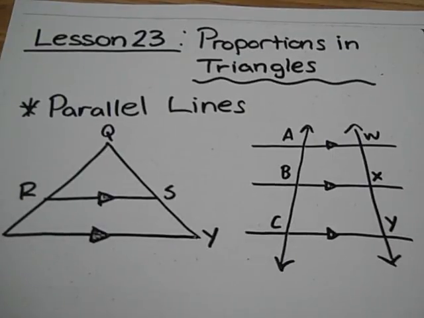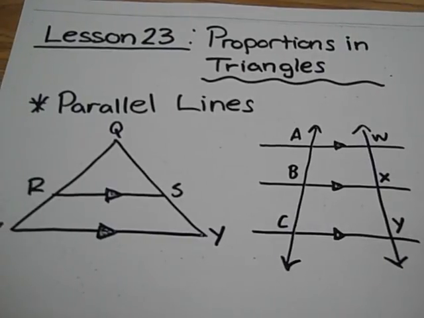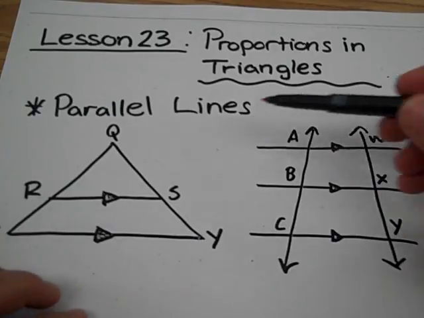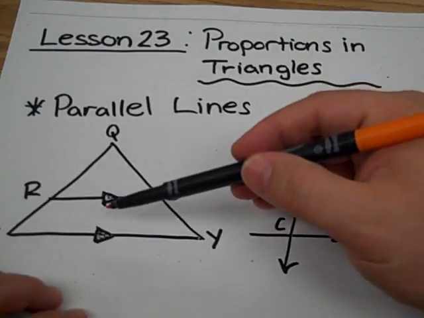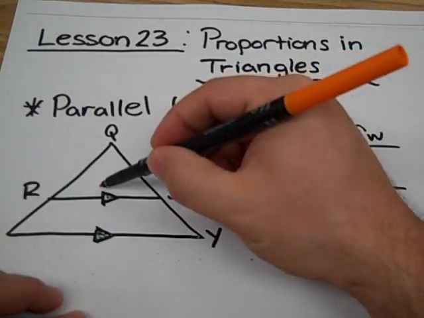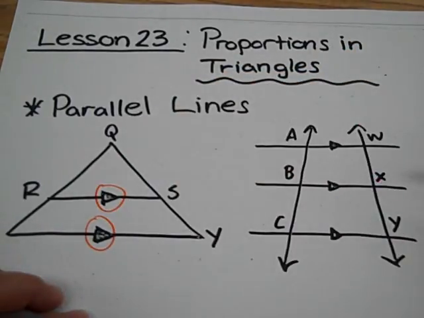Hey all, in this lesson we're going to talk about different types of proportions that exist within triangles, and they can help us at times to find missing side lengths or missing lengths of pieces of a triangle. So one thing that creates proportions in triangles are parallel lines, and over here I have a triangle that has a segment that goes through it that's parallel to one of the sides.